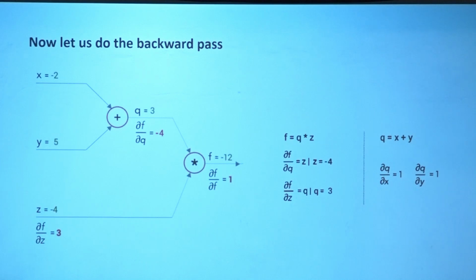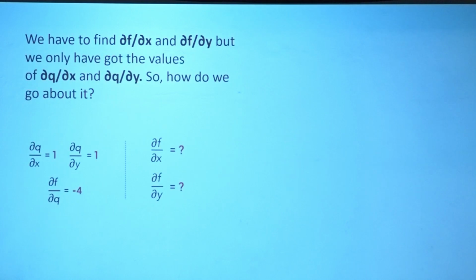But what is our intention? This is easy for you, but what is our intention? We need to calculate the derivative of f with respect to x and y, dou f by dou x and dou f by dou y. But what we got is dou q by dou x and dou q by dou y. Now how to calculate these things? So you have these derivatives, but what you need to calculate is the gradients of inputs x and y. Already we got it for z. Now how to get it?